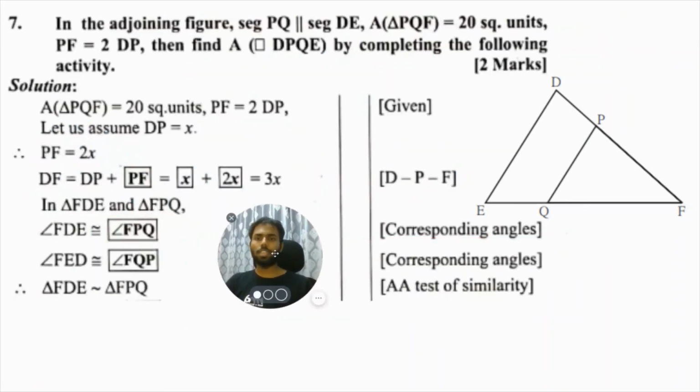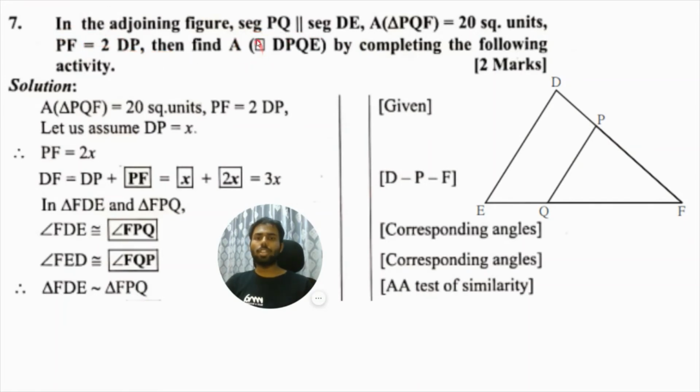So first let me read the question. In the adjoining figure, PQ is parallel to DE. So PQ is over here, DE is over here. Area of triangle PQF is 20 square units. So PQF is here, the small triangle formed on the right side, and its area is given as 20 square units. Then it is given that PF is equal to 2DP. PF is here and DP is here. So PF is double of DP. This is given to us.